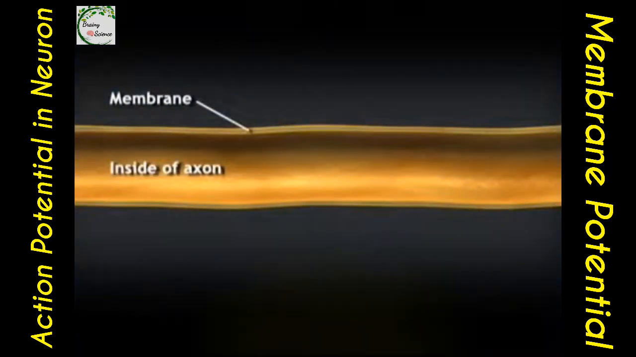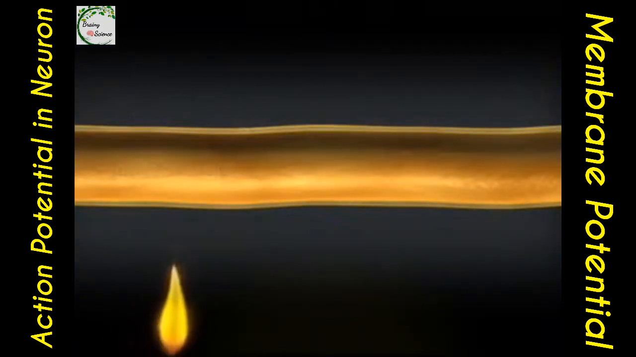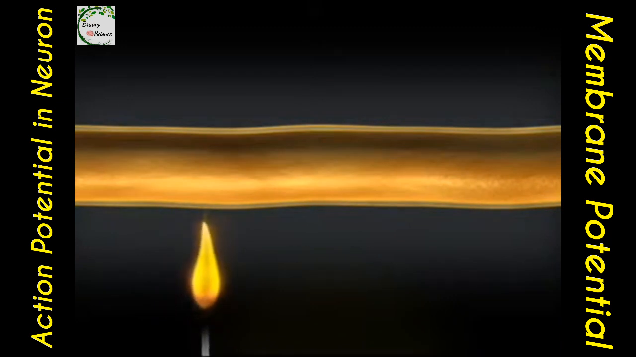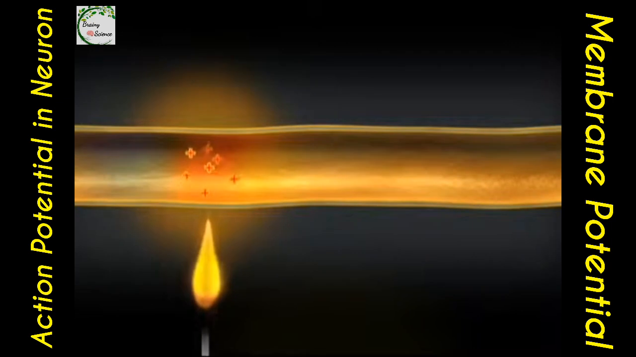This length of axon can be likened to a piece of fuse. The burning match under the axon represents an electrical event that generates an action potential. This event normally takes place at the axon hillock. Recall that to trigger an action potential, the electrical event must depolarize the axonal membrane beyond its threshold. That is, the membrane potential has to become positive enough to initiate the action potential, which is an all-or-nothing event.